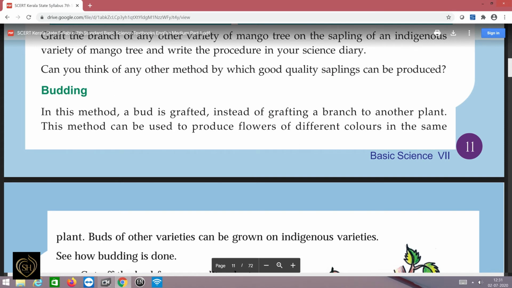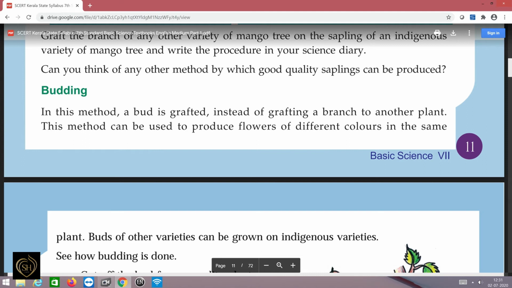In this method, can you guess what you are going to do? Yes, you heard about budding. In roses, when you are planting roses, or when we buy roses from the shop, you can see different varieties of roses. In one plant, different colored roses are there. All these are happening by this budding.